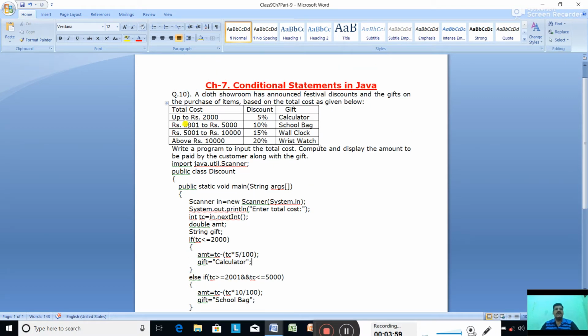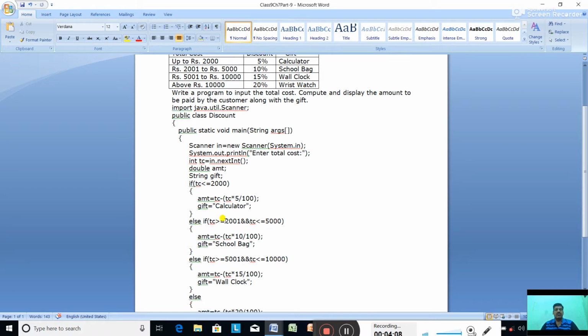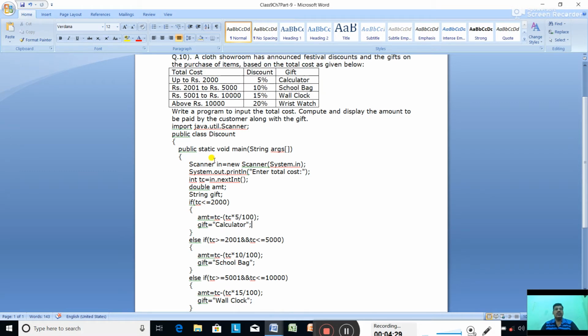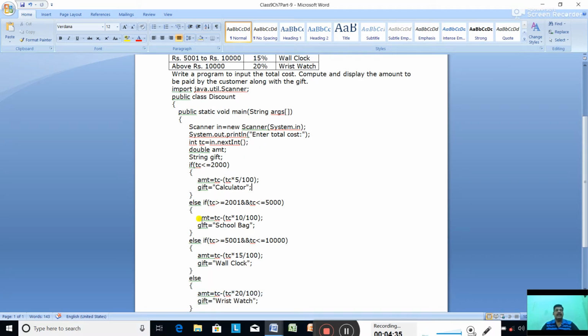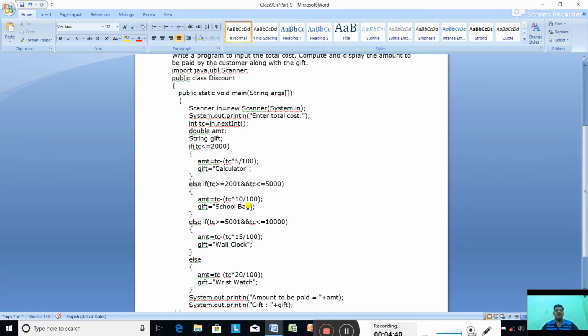Second, else if the total cost is from rupees 2001 to rupees 5000. So else if total cost is greater than or equal to 2001 and total cost is less than or equal to 5000, then amount to be paid will be total cost minus total cost into 10 by 100, which calculates the 10% of discount and subtracts it from the total cost. So this will be the amount to be paid if the total cost is in the range of rupees 2001 to rupees 5000, and gift is assigned school bag. What is the gift here? See, second gift is a school bag. So gift equal to school bag.